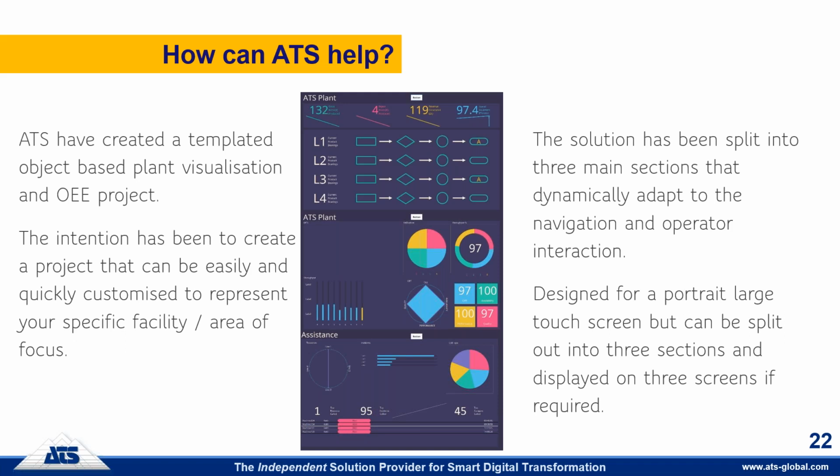At the moment, it's orientated in a portrait orientation, but it's split into three basic sections. At the top, we have the plant overview and the navigation area. The middle is showing the metrics, and then we've got a call for help assistance area at the bottom.